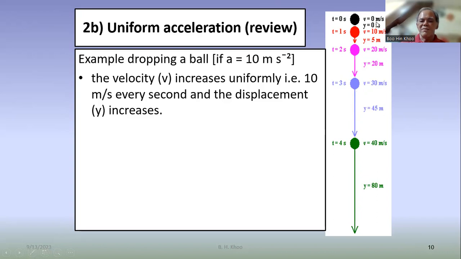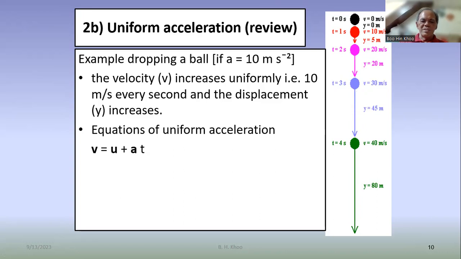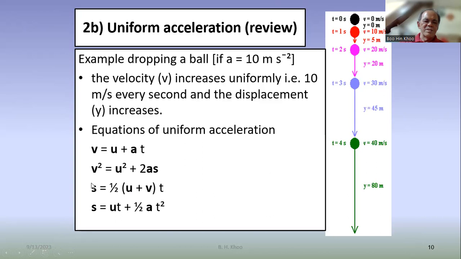So you can see that initially it was 0, then 5 meters, then 20 meters, then 45 meters. Right? The distance y increases non-uniformly. So we use equations of motion in this calculation. This one is from the definition, this one is from the graph. These two are given in the formula sheet.